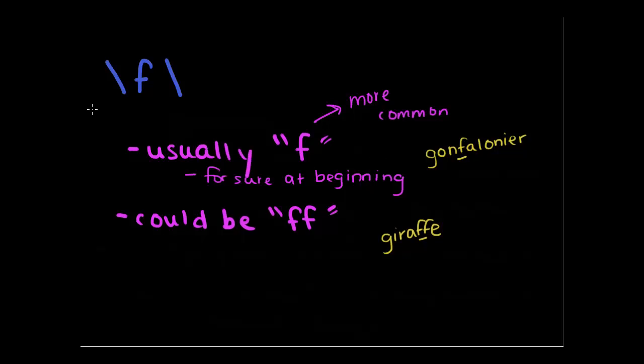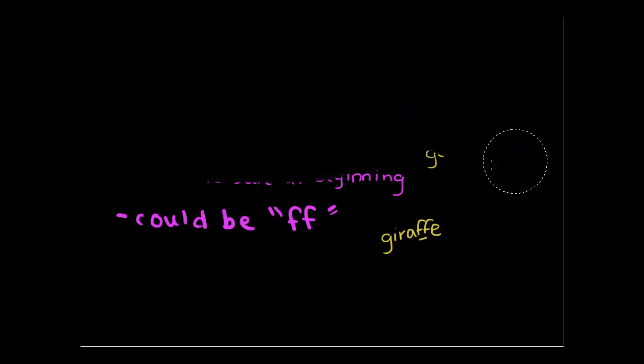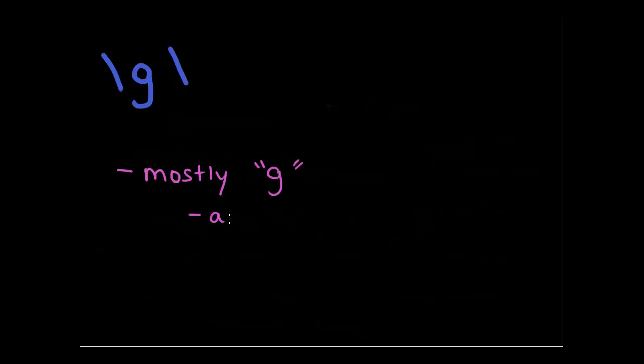Pretty simple. And our next sound we're going to look at is the G sound, which is hard G. So it's just G, like this, hard G. And the rule in Italian for this is somewhat similar. It's mostly going to be a G, just a G. Again, at the beginning for sure, because the next option, which we will see, cannot be at the beginning. So if it's at the beginning for sure, just use a G for the G sound.